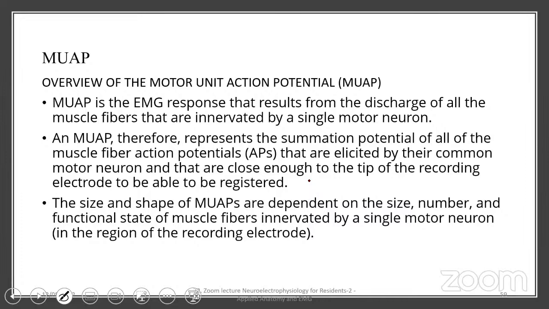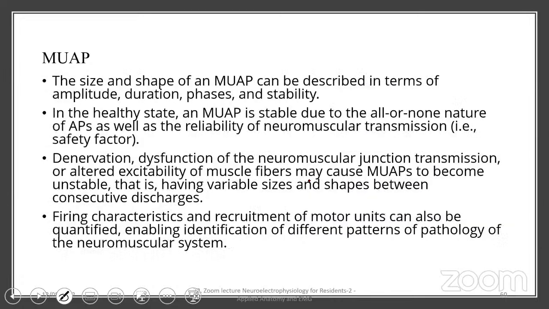And MUAP, therefore, represents the summation potential of all of the muscle fiber action potentials that are elicited by their common motor neuron that are close enough to the tip of the recording electrode to be registered. The size and the shape of MUAPs are dependent on the size, number, and functional state of the muscle fibers innervated by a single motor neuron in the region of the recording electrode. I showed you the diagram, which we'll see again. So we have to describe the MUAP amplitude, the duration, the phases, and the stability.